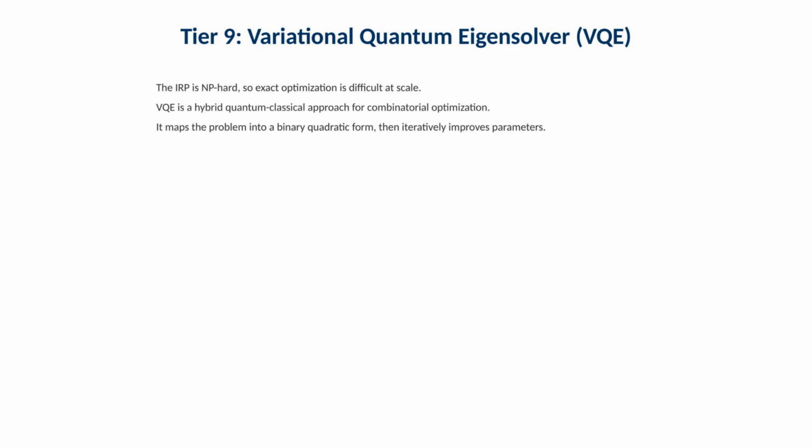Tier 9 highlights a quantum classical approach called the Variational Quantum Eigensolver. Inventory routing is computationally hard, so new methods attempt to scale beyond classical exact solvers. VQE maps the objective into a binary optimization form that then uses a parameterized quantum circuit and a classical optimizer in a feedback loop to search for low-cost solutions.